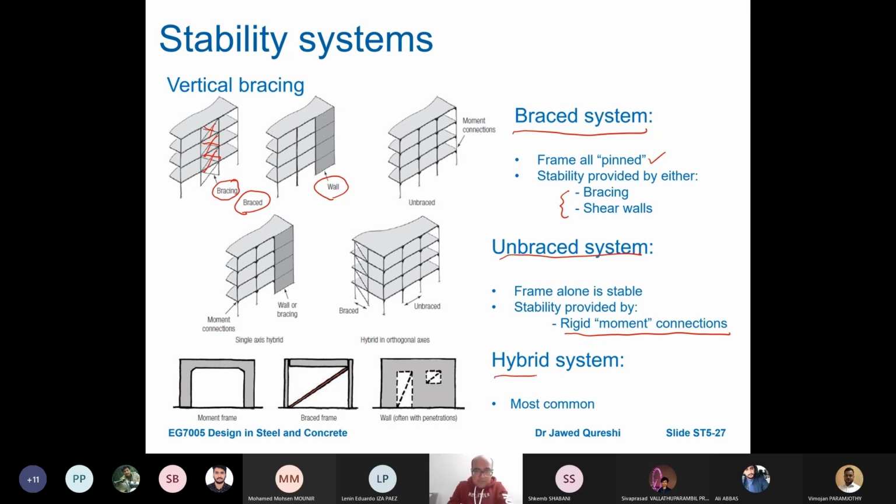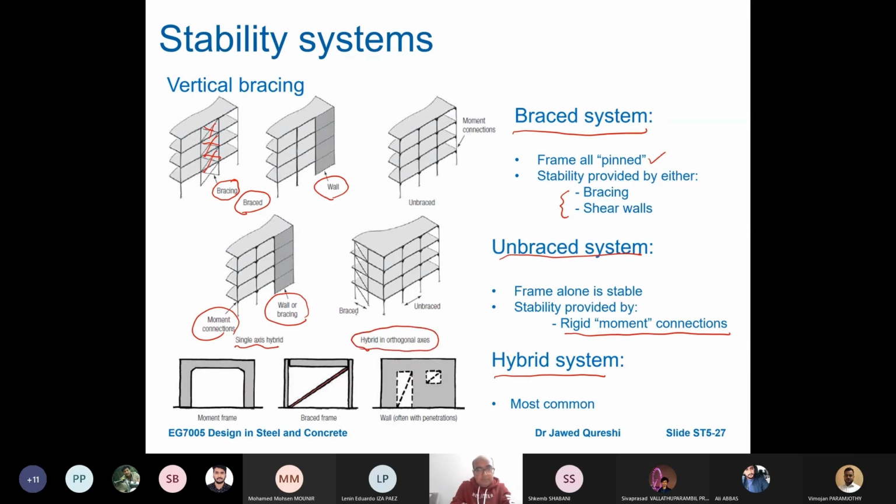And then there is the hybrid system. Hybrid system means that on one side of the frame, we use a brace system. On the other side of the frame, we use moment joints, orthogonal or in a single direction. So here you can see that we have moment connection. We have wall or bracing. This is single axis hybrid, and this is orthogonal axis hybrid.